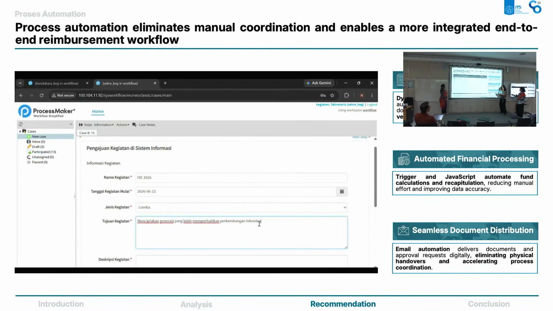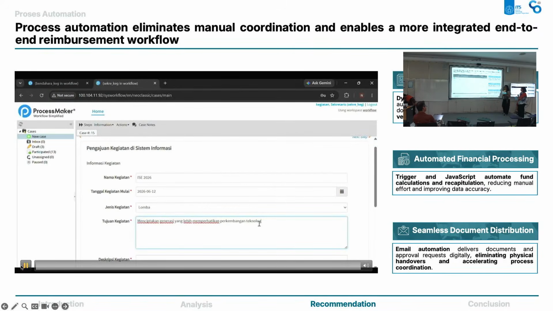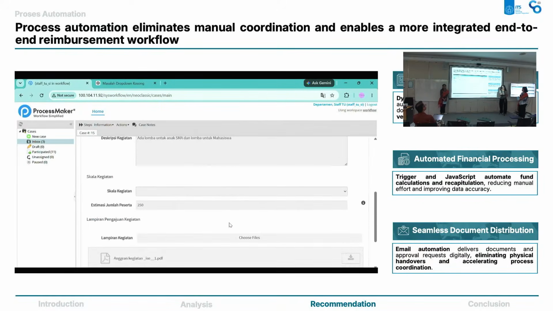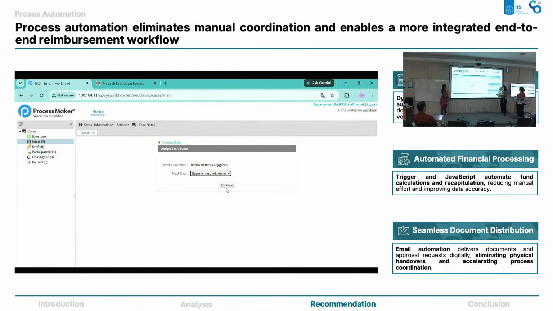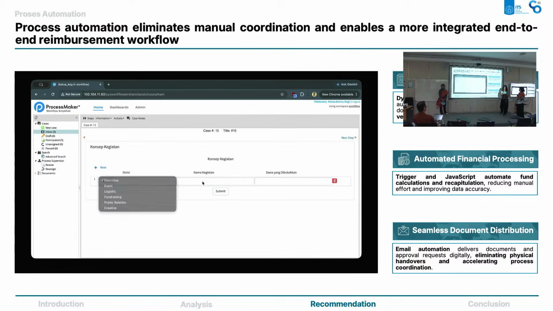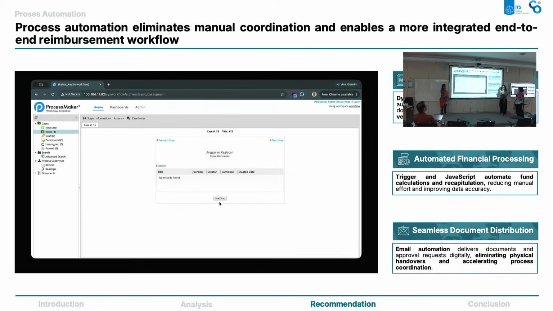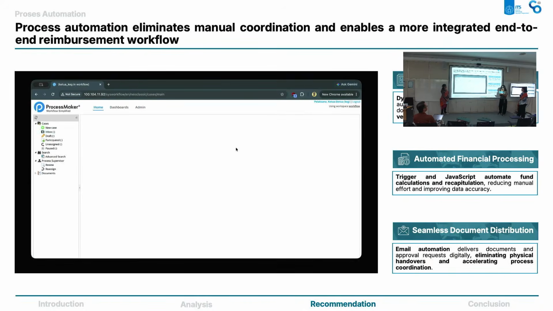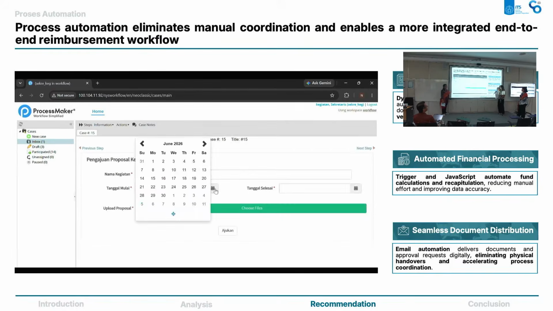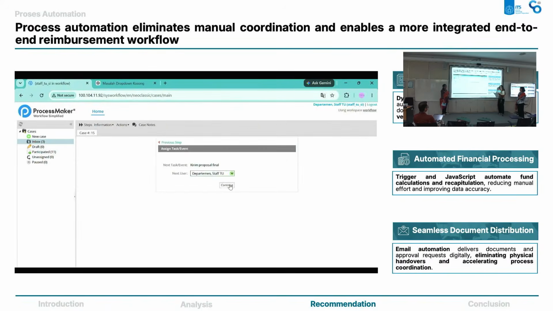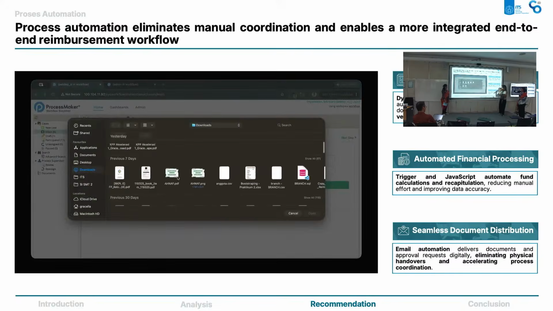The redesign is supported by 3 main automation components: Dynaform, Trigger and JavaScript, and email automation. The first one, Dynaform, visualizes data collection, automatically generates the required documents, and integrates document verification into a single workflow. Next, Trigger and JavaScript automate fund calculation and financial recapitulation, reducing manual work and improving accuracy. And finally, email automation distributes documents and approval notifications digitally, so it eliminates manual handovers and accelerates coordination between stakeholders. Together, these technologies eliminate manual document handover, reduce administrative burdens, and create a more efficient end-to-end process.